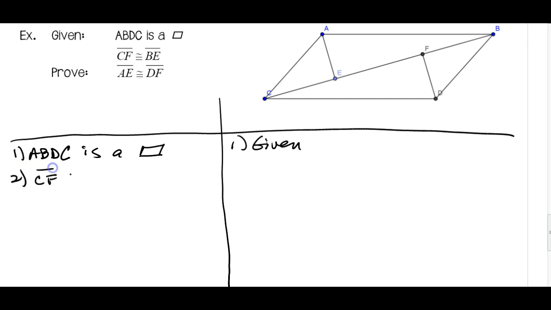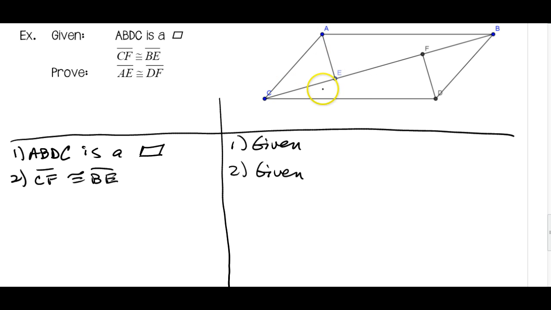We've got opposite sides parallel, we've got opposite sides congruent. So we've got CF congruent to BE, that's also given. We've got opposite angles congruent, we've got adjacent angles, any pair of adjacent angles supplementary. So what we want to do is prove that these little segments here, AE and DF, are congruent. Let's see, I've got CF congruent to BE, so those are the overlapping.